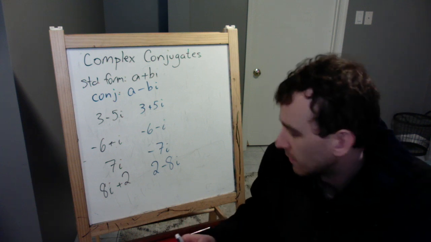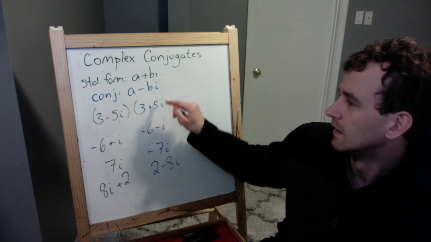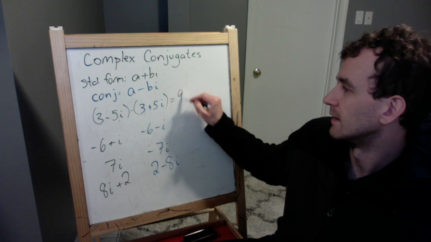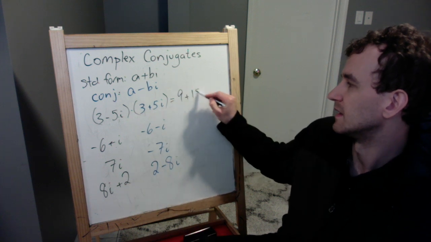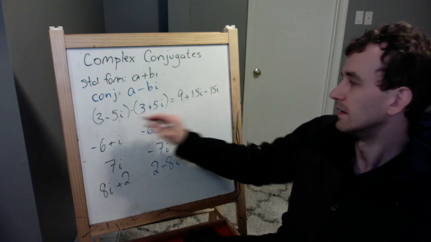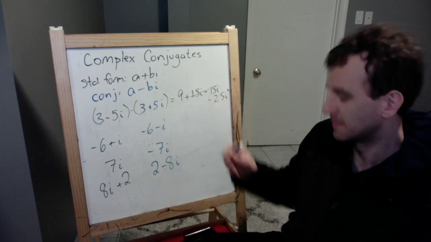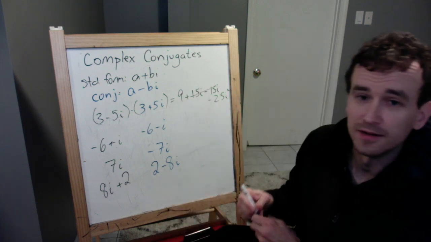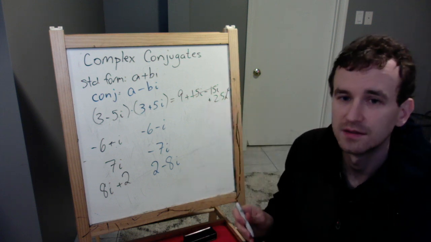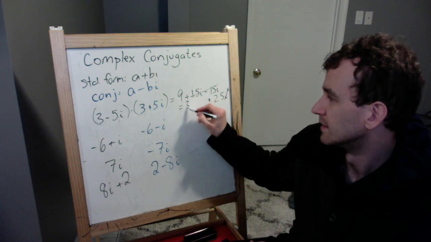And the reason that's helpful is because that lets us get rid of our imaginary. If we multiply these out, we get 9, and we get plus 15i minus 15i, so those are going to go away. And then we have minus 25i squared. Plus 15 and minus 15 go bye-bye. And i squared is negative 1, so minus 25i squared becomes plus 25. So then this would be 34.